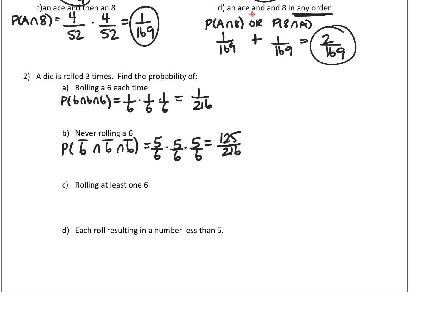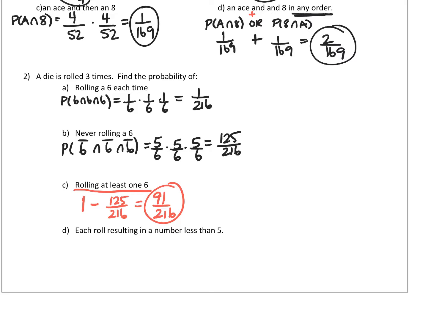And then the probability of rolling at least 1 six. In this scenario, what we just found in part B was never rolling a 6. So the complement of that would be rolling a 6 at least once, right? So it'd be 1 take away 125 out of 216. That gives me 91 out of 216.